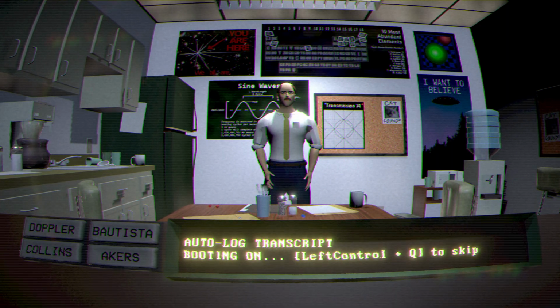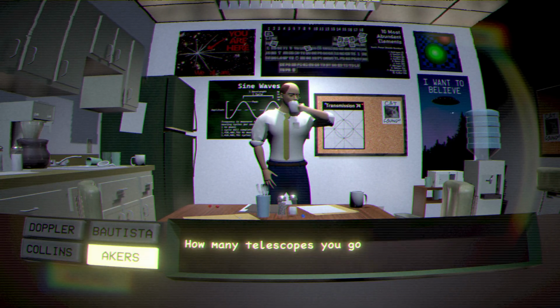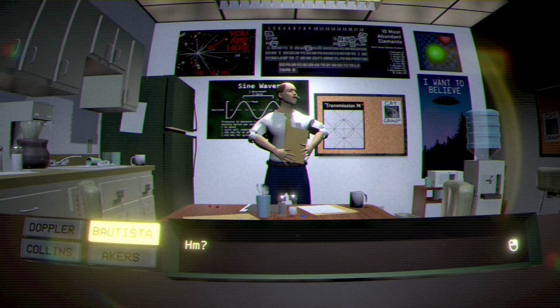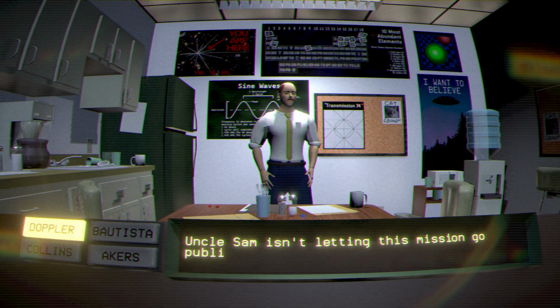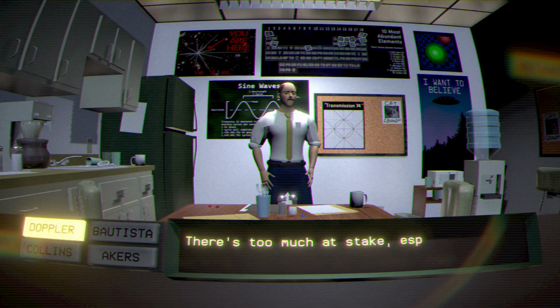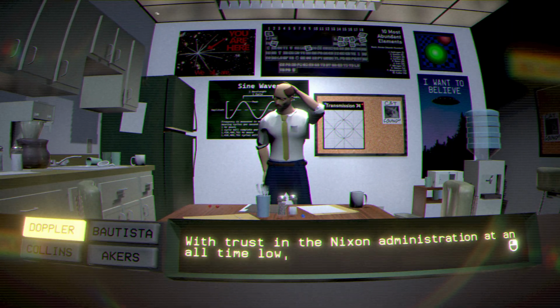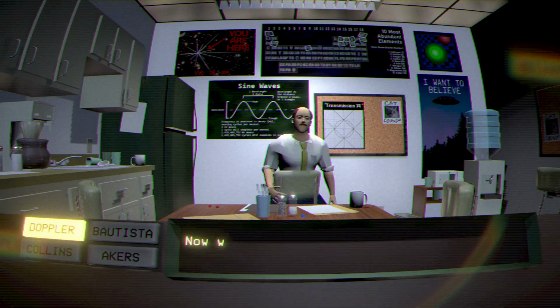See what old Dop has to say. First off, Dop, how's your wide net search going? How many telescopes you got sweeping for the alien star? 0. Huh? 0? There's not a lot of divers looking for that pebble. Uncle Sam isn't letting this mission go public yet. Understandable, I suppose. Too much at stake, especially with the Watergate scandal. Trust in the Nixon administration an all-time low. Maybe it's for the best that we wait before telling the world the aliens are real.